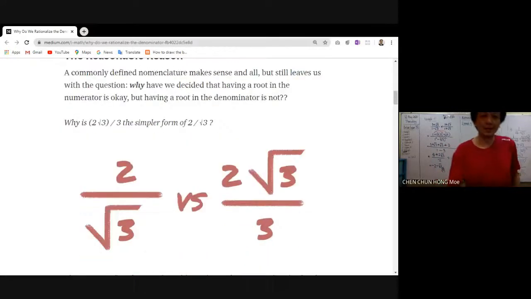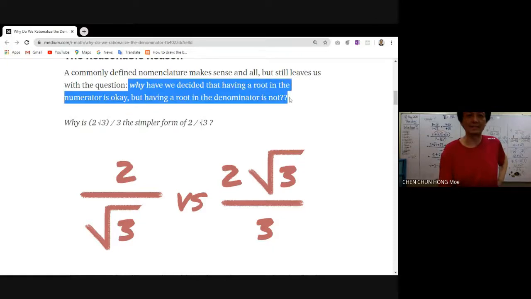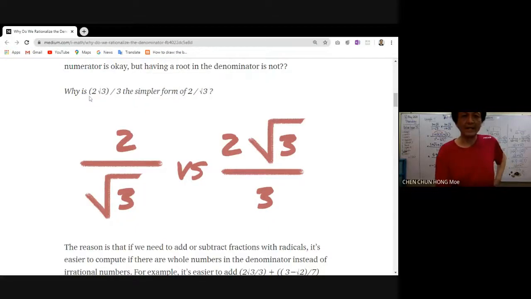Yeah, a commonly defined standard here, I think makes sense, but still leaves us with the question why having a root in the numerator is okay, but having a root in the denominator is not. Yeah, we still ask this question. You look at this now. Why is 2 surd 3 over 3 the simpler form of 2 over surd 3? See now these two. If you take the 2 over surd 3, you multiply by, remember, the conjugate surd, which is surd 3 over surd 3, you end up with the one on your right side here.